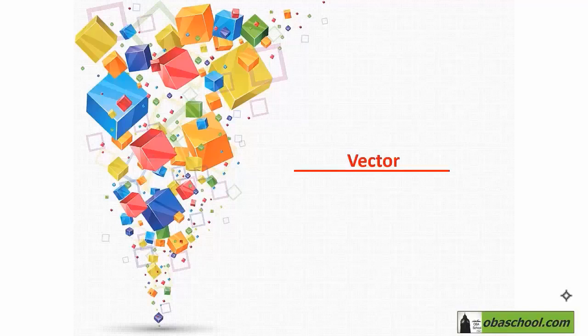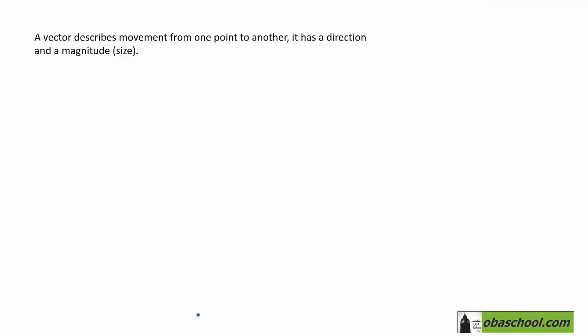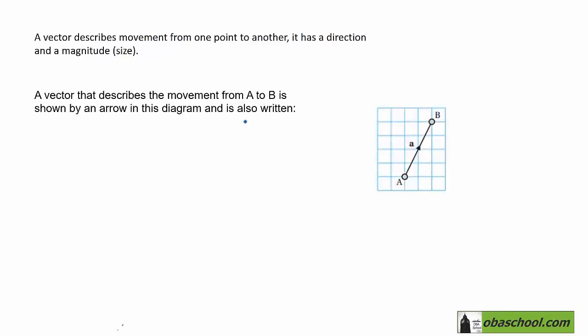In this tutorial, we're going to talk about vectors. At first, let us start with an introduction. A vector describes movement from one point to another. It has a direction and a magnitude, which is basically the size. So, we are talking about an object that is moving from a place to another.